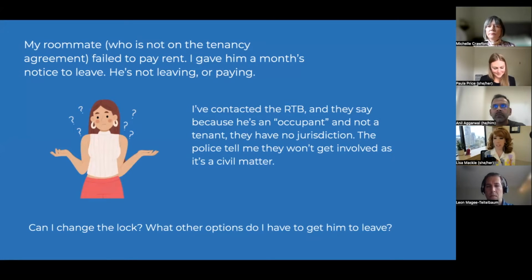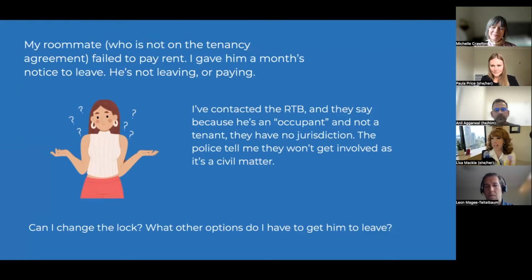Yeah, great question. And the Residential Tenancy Branch can offer a lot of resources for disputes as between landlords and tenants, but they don't actually tackle disputes between roommates. When you have a fight with your roommate, you are not going to be making an application to the branch. They cannot help you.